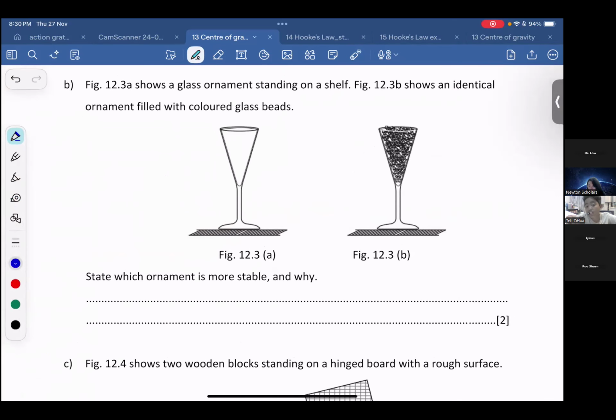Okay, we have figure 12.3A and B. Which one actually is more stable? What do you think? For my students, roughly only 50% of them can answer this question.